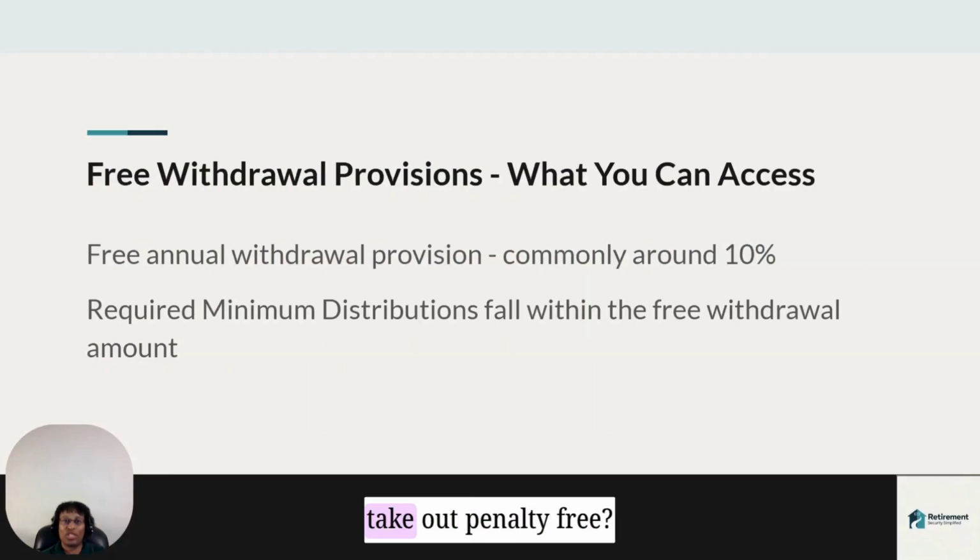So, what can you actually take out penalty-free? Most fixed index annuity contracts include what's called a free withdrawal provision. In many contracts, this allows you to withdraw a percentage of your accumulated value each year, commonly around 10%, without any surrender charge. But I want to be very clear here. That exact percentage varies by carrier and by contract. Some are higher, some are lower, some phase in over time. You need to look at your specific contract to know your number.